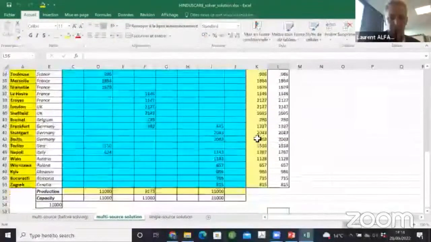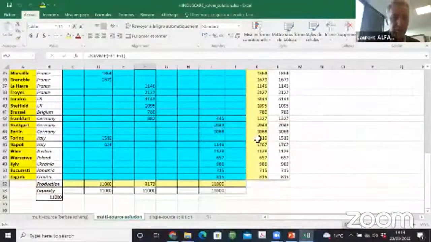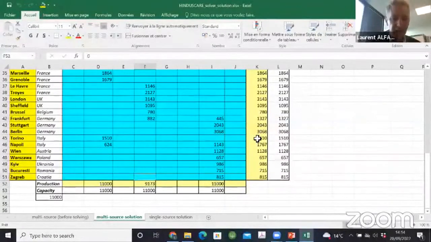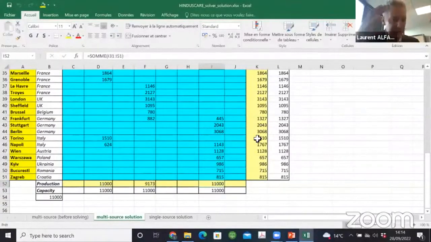The total production or supply by a factory is less than its capacity, which is 11,000. But you can see that Lens here is not at full capacity. So there is a reserve of capacity here, whereas these 2 ones are full. You could relax this constraint if you wish. That's easy to do.